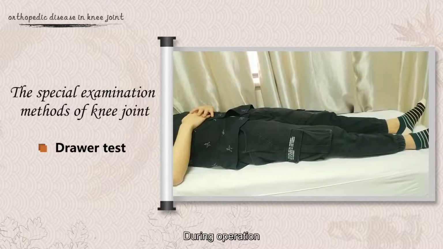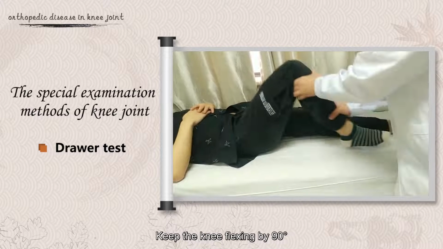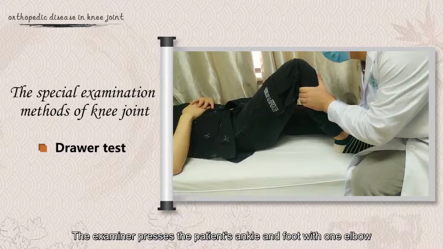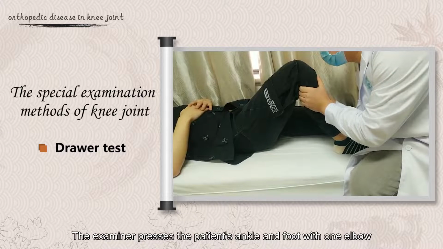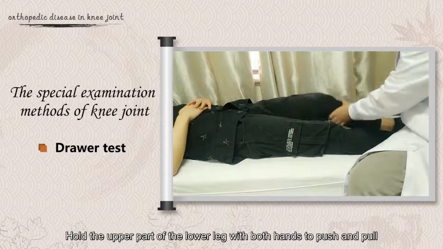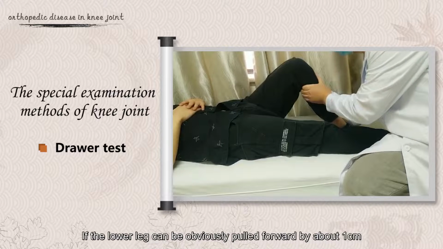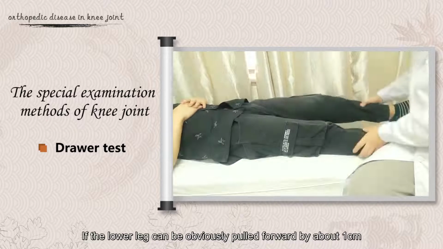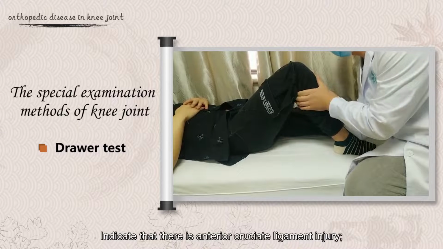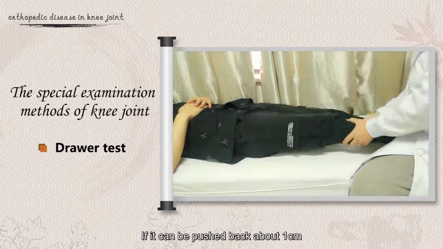Drawer test. During operation, the patient is in sitting or supine position. Keep the knee flexed by 90 degrees. The examiner presses the patient's ankle and foot with one elbow and holds the upper part of the lower leg with both hands to push or pull. If the lower leg can be obviously pulled forward by about 1 centimeter, that is, the front drawer test is positive, it indicates anterior cruciate ligament injury.